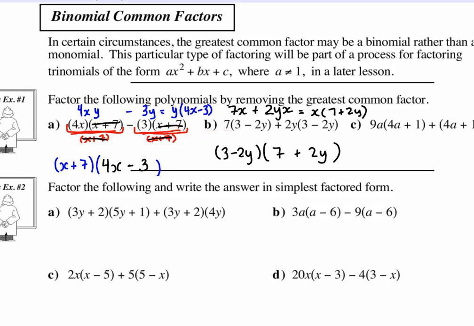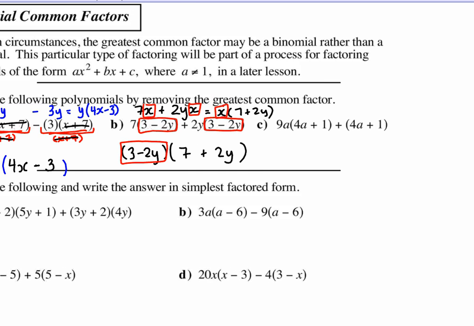Okay, right? So instead of writing x as 3 minus 2y, what if I wrote that just as x? So if I factor that x out, I'm left with x times 7 plus 2y. Well, what was my x? It was 3 minus 2y. Kind of get it? Okay.